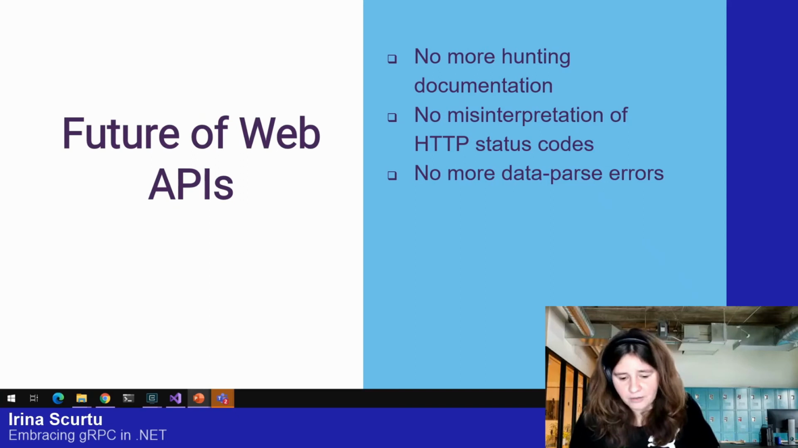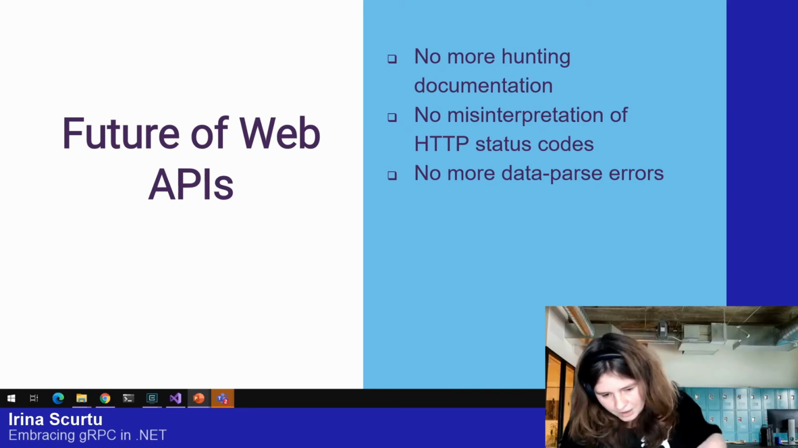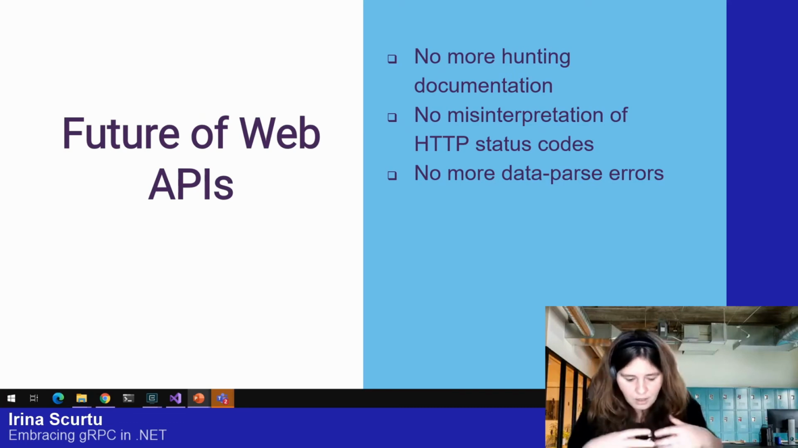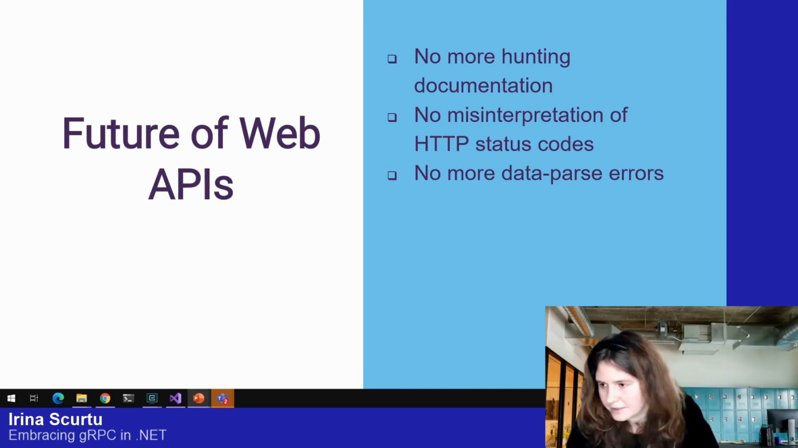I think, if you ask me, that the future of web APIs is distributed. There will be no more hunting for documentation, and there will be no misinterpretation of HTTP codes anymore. And there will be no more data parse errors because now if the protofile is modified, all the services, all the projects that are using the protofiles will have the same version. If you add something extra in terms of fields in the message, then every project that uses that protofile will have that extra field. So no more mismatch, no more missing data because you forgot to add another field in a microservice or things like that.